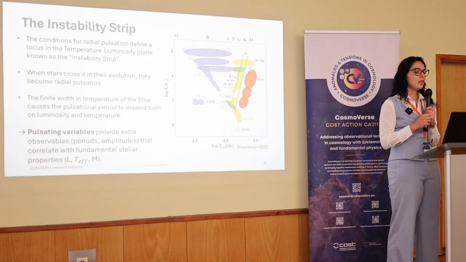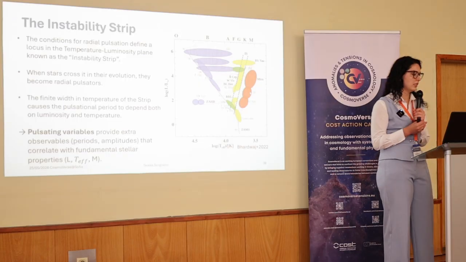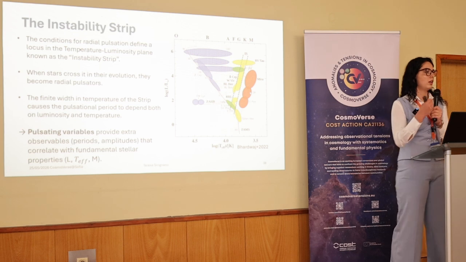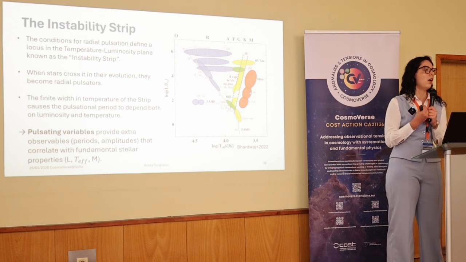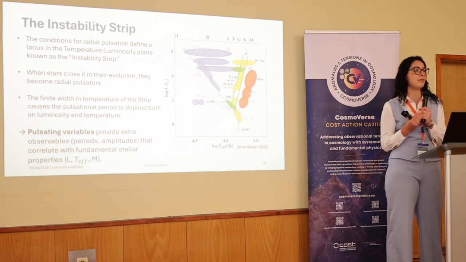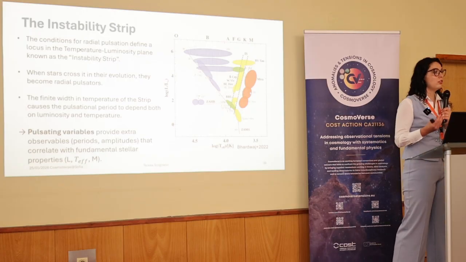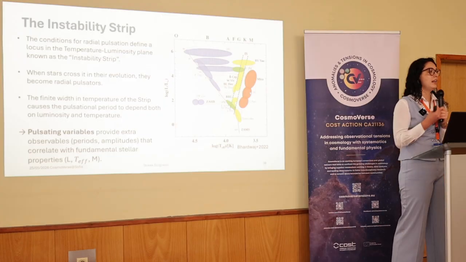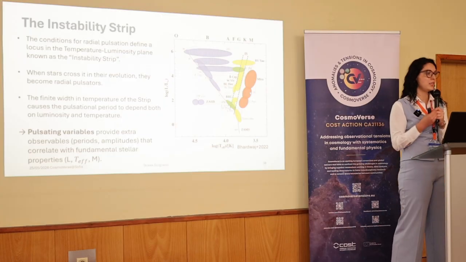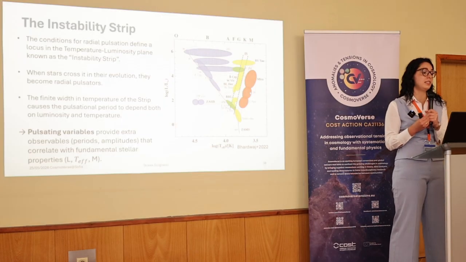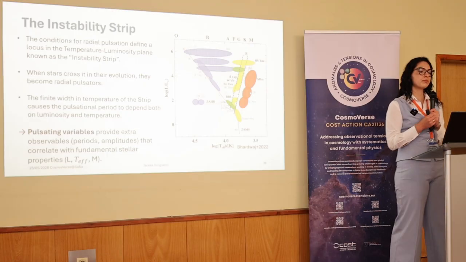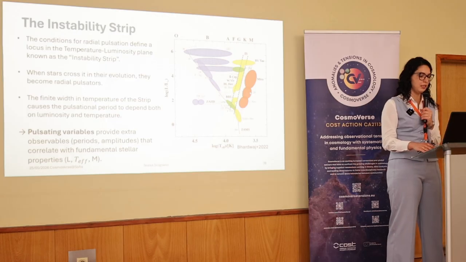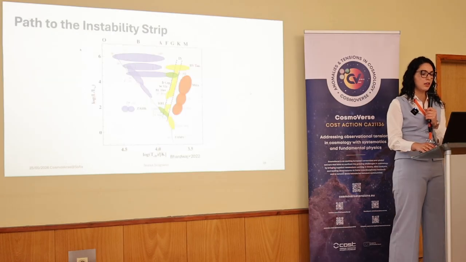Then, pulsating stars, variable stars, why are they important? Because thanks only to the observation of their light curve, we can obtain not only the magnitude, but also the period and the amplitude, which tell us something more about the physics inside the star. But now, let's see what the stars are that populate this instability strip.